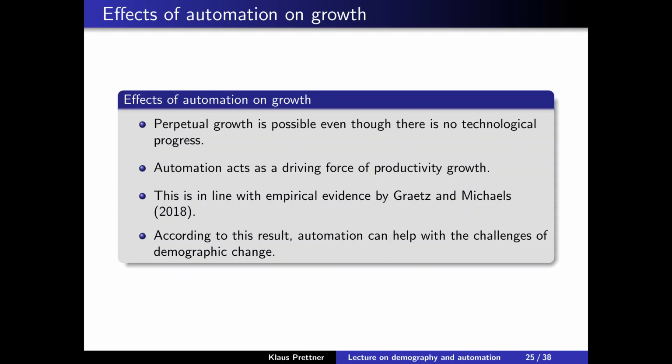And this is in line with empirical evidence by Graetz and Michaels, for example, who show that automation increases productivity. And that also implies that, according to this result, automation can help with the challenges of demographic change, at least in as far as the population growth rate would be decreasing, and that would reduce the growth rate of the number of workers. And this labor shortage that may arise due to this process can be countered by automation.